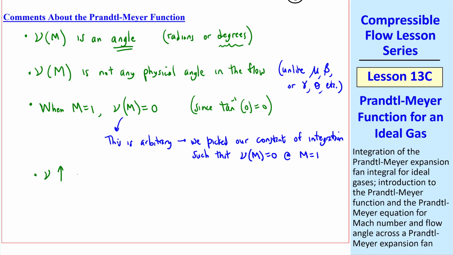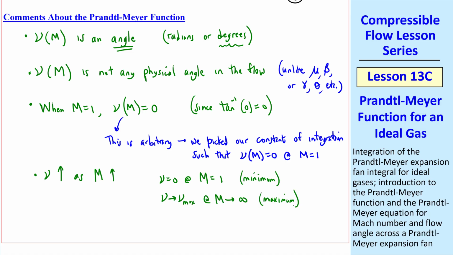Finally, nu goes up as Mach number goes up. Nu equals 0 at M equal 1. We can't define nu for subsonic flow, so this is the minimum. And nu goes to some maximum value. And I'll leave it as a homework assignment to calculate this maximum value.